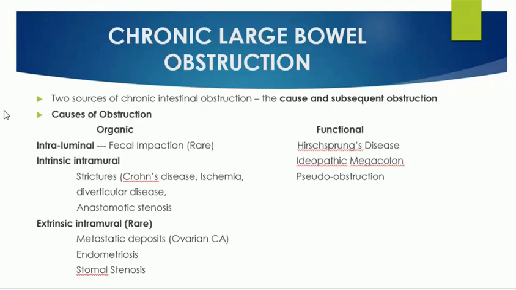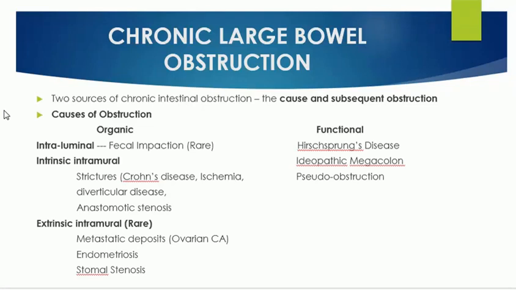Now, the symptoms of chronic intestinal obstruction may arise from two sources. Number one, what is the cause of that chronic intestinal obstruction? And then the symptoms depend upon the subsequent obstruction which develops. So symptoms due to causes, and then symptoms due to obstruction which subsequently develops. Chronic intestinal obstruction is basically a duration-dependent timing of the obstruction, and the symptomatology which occurs due to this differs from acute intestinal obstruction. So we differentiate it from acute intestinal obstruction due to these two factors.